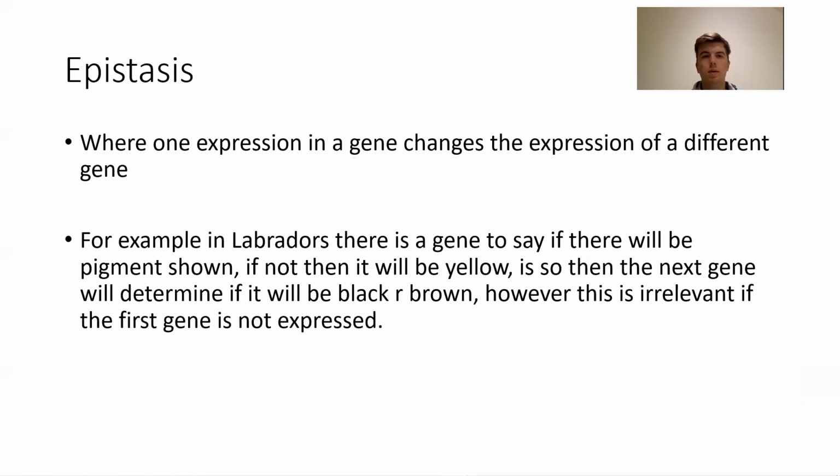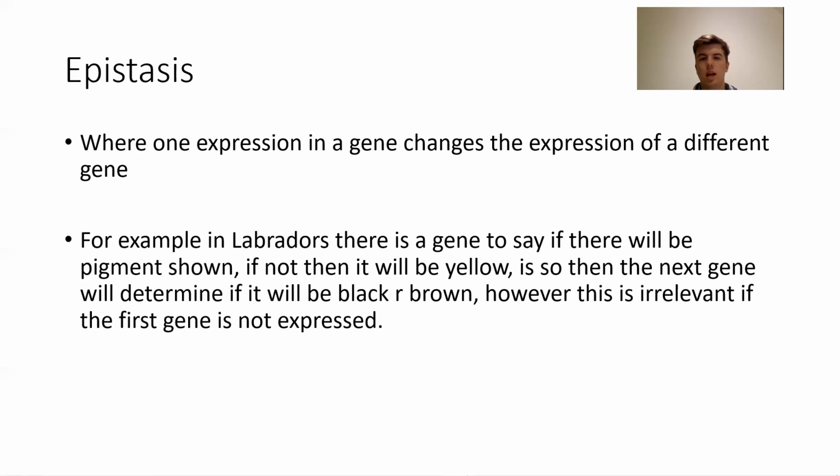Now we're looking at epistasis, the third and final non-Mendelian theory. This is where one expression in a gene changes the expression of a different gene. So we're going to look at the example of Labradors. For the example in Labradors, there is a gene to say if there will be a pigment shown, so the color of the dog. If there's no pigment, then it'll be yellow. Then the next gene will determine if it'll be black or brown.